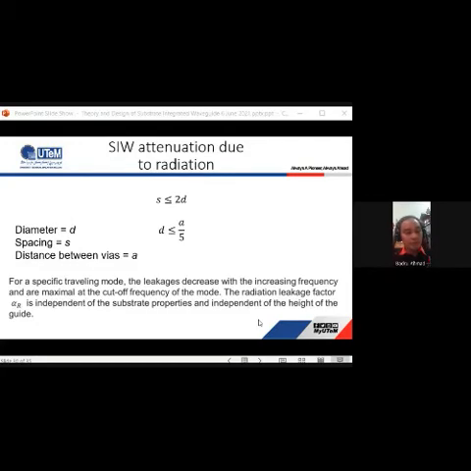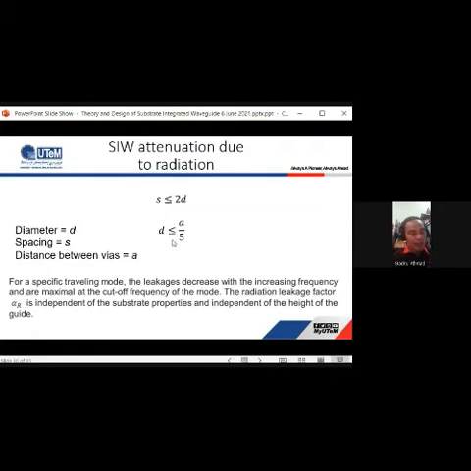Some studies have been conducted to describe, predict and reduce the radiation losses. They have resulted in some simple geometry rules, shown in the figure. This is a design rule to minimize the losses due to radiation: the spacing S should be less than or equal to 2D, and also D, the diameter of the vias, should be less than or equal to a/5.